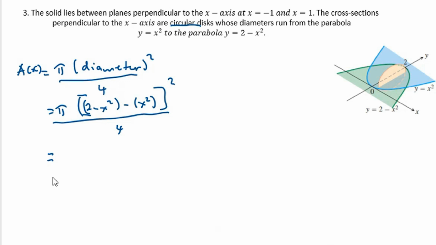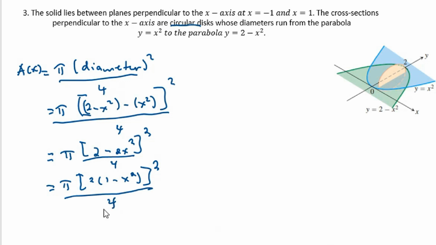By simplifying that, we can now subtract this one. So we have pi times 2 minus 2x squared, and then the quantity is raised to the power of 2. By simplifying that one again, I have a common factor of 2. So I have pi times 2 times 1 minus x squared, this bracket will be squared over 4.